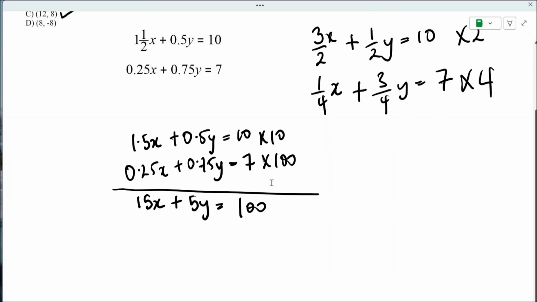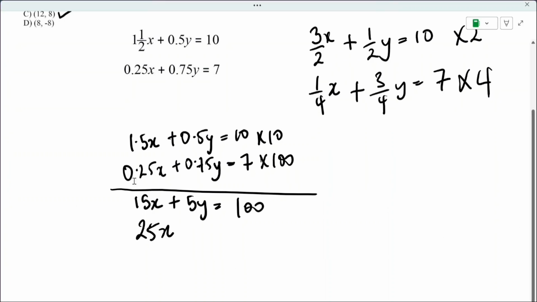For the second equation, you have 100 times 0.25. You'll be left with 25x. This is because the 100 will move the decimal from in between 0 and 2 to the back of 5. That's moving it 2 steps. 1, 2. Then you have plus 0.75. 0.75 times 100 will move the decimal from in between 0 and 7 to the back of 5. You move 1, 2. So you have 75y equals 7 times 100. That's 700.